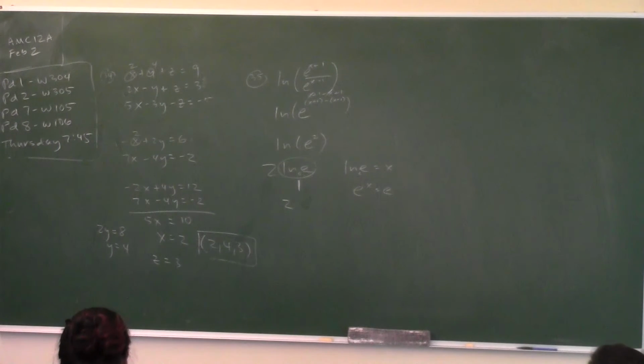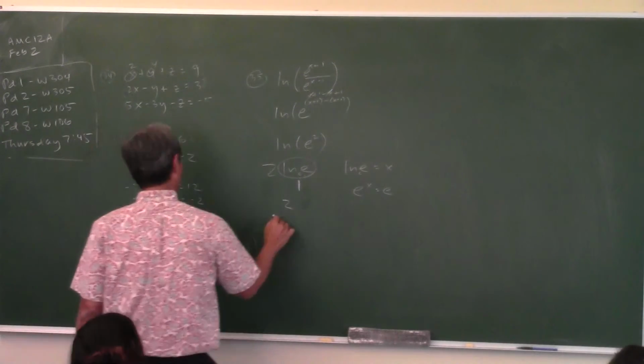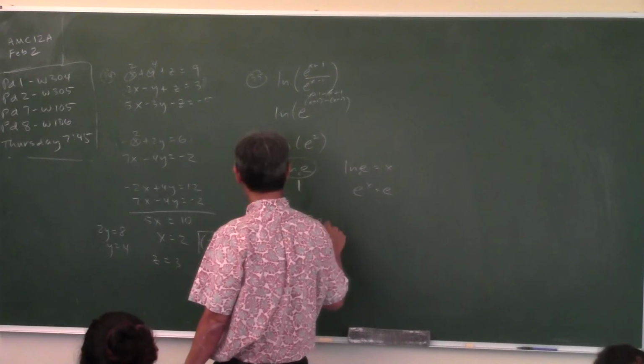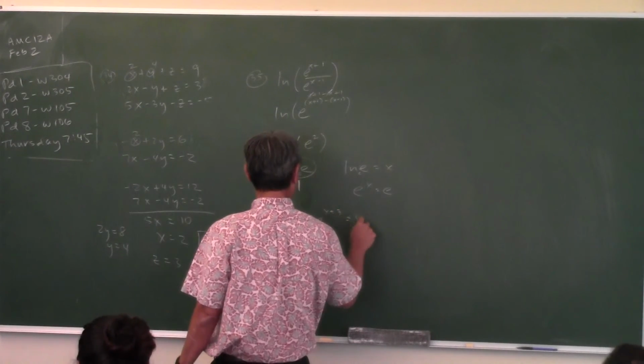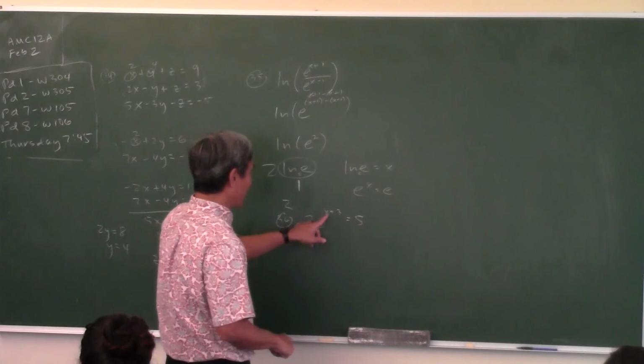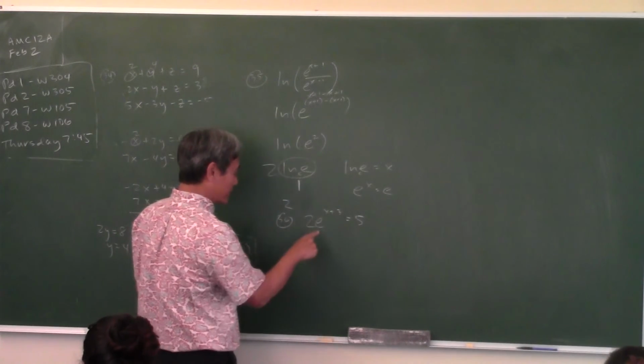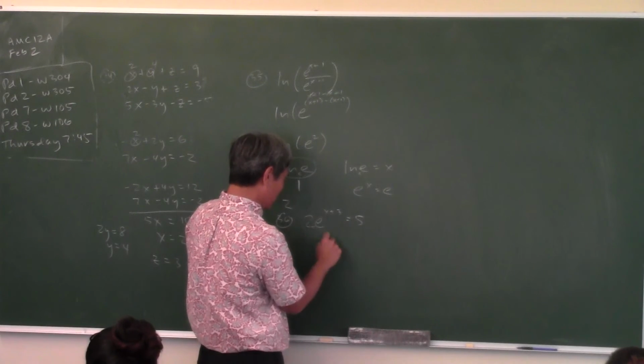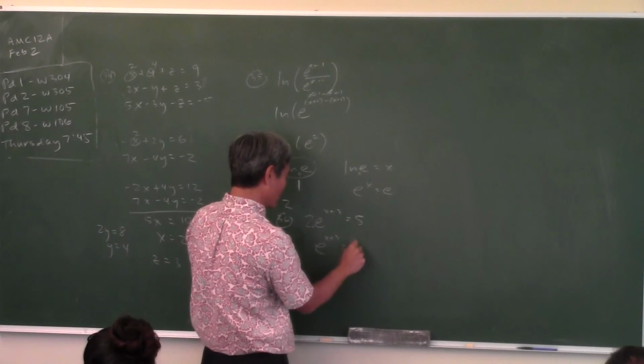Okay, now we are nearing the end. Oh, 2 more problems. 36. So 2e to the x plus 3 equals 5. Okay, how do you solve for x? First step, you gotta isolate this term right here. So how do I get rid of this 2? Divide both sides by 2.